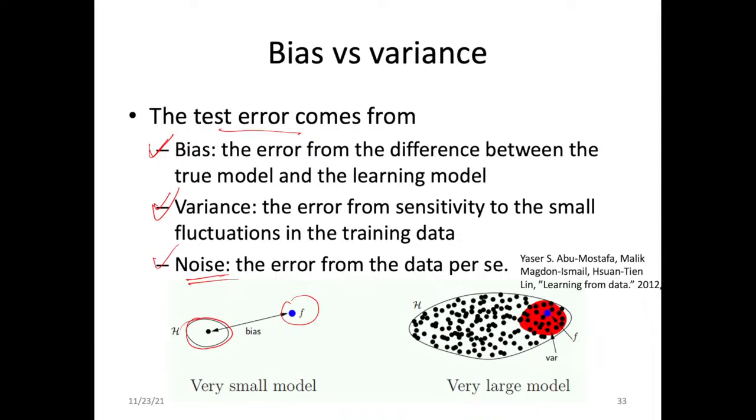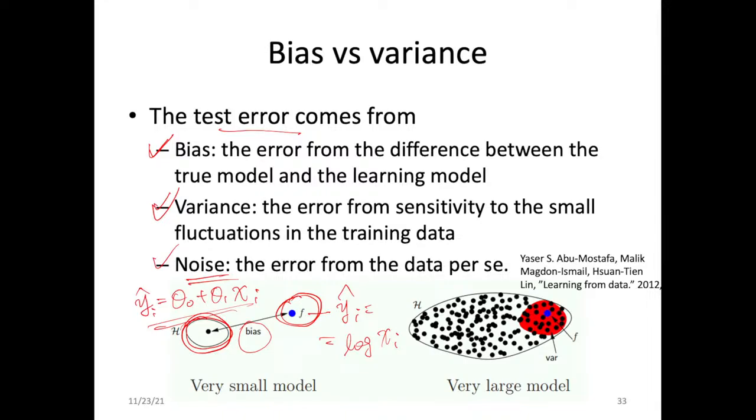So for example, if you assume that y is theta 0 plus theta 1 x, and this is your model, then of course, if the true relationship between x and y is, let's say, log x, then no matter how you fit the data, you cannot get this true relationship between x and y. So the distance between the true relationship between x and y and your hypothesis space, that's called the bias.